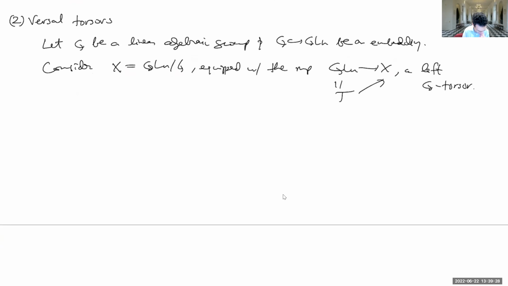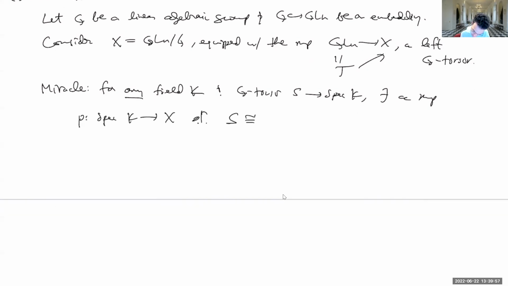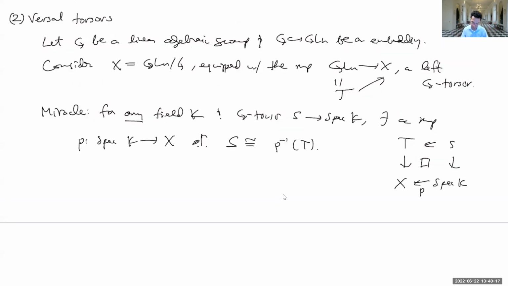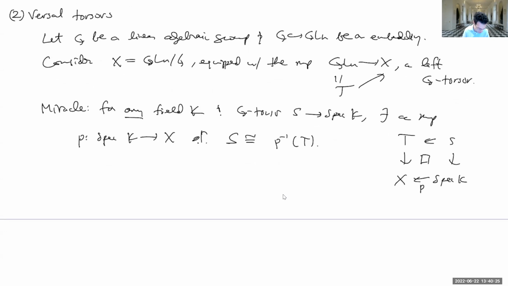Now there's a miracle. Let me maybe state the miracle first. For any field K and G-torsor S over Spec K, there exists a map P from Spec K to X such that S is isomorphic to P inverse of T. So I've got T mapping down to X, I've got Spec K here, I've got S here, and this is a Cartesian diagram. Every torsor over a field is pulled back from this one G-torsor that just comes from this single faithful representation, from this embedding. How amazing is that? I think it's super amazing.